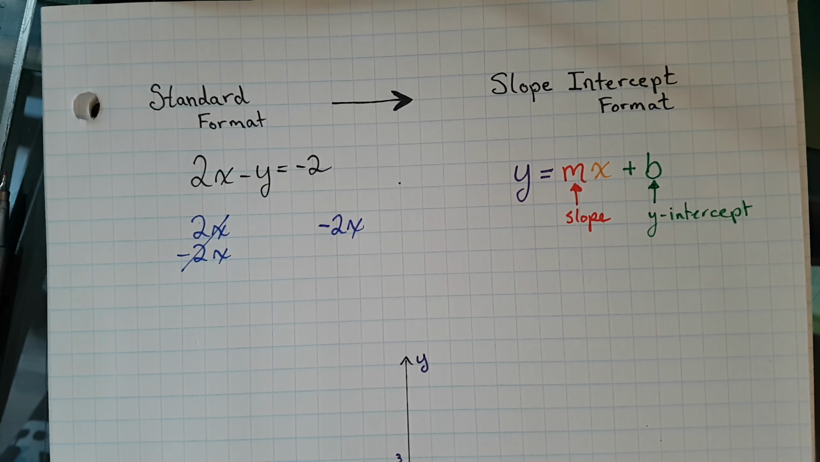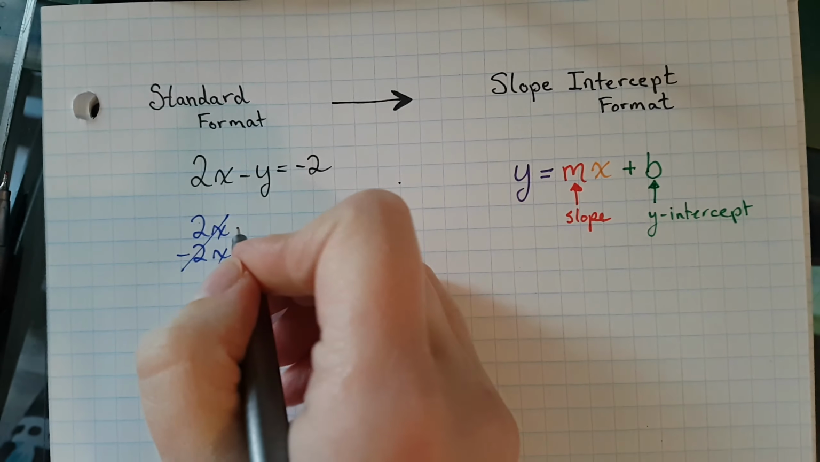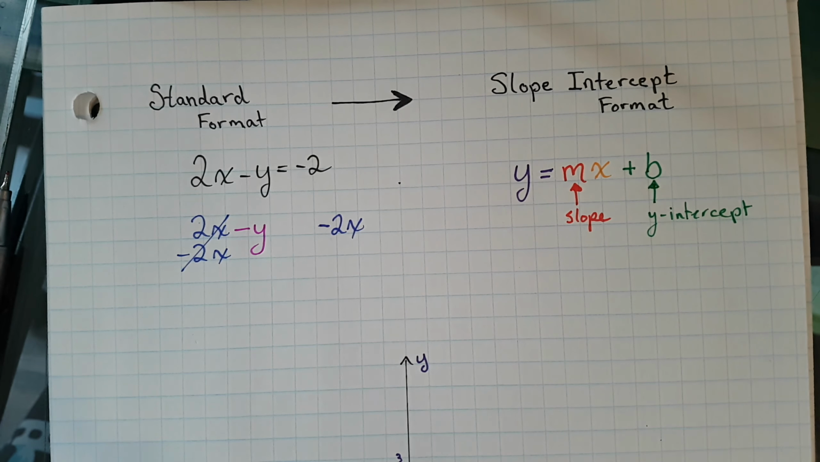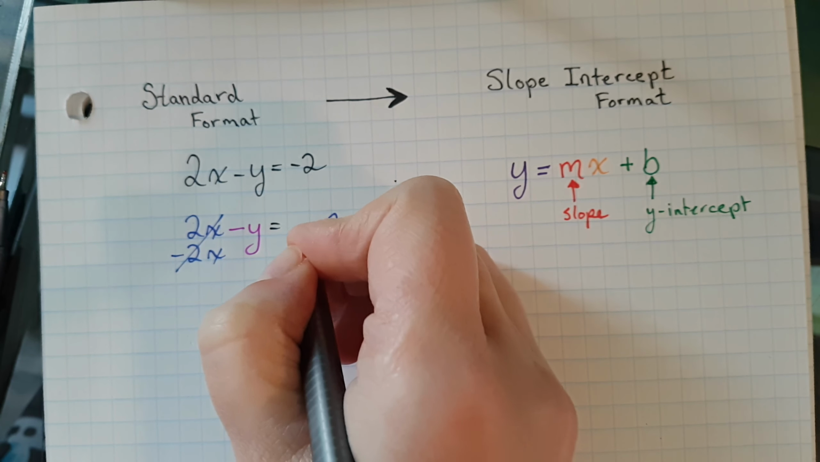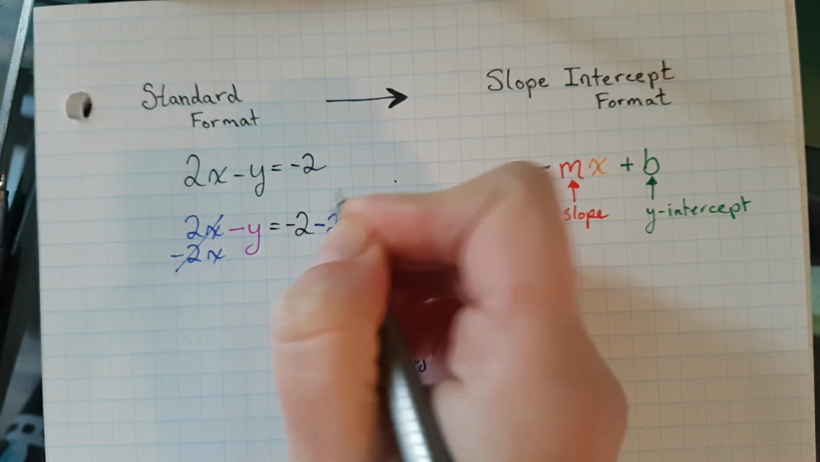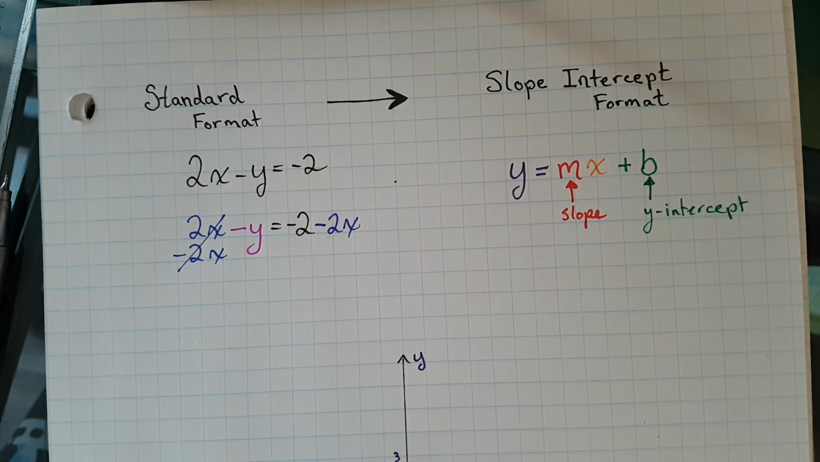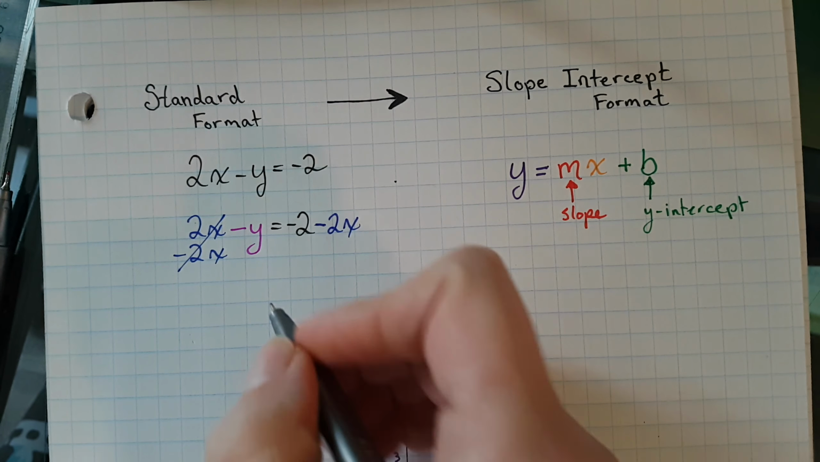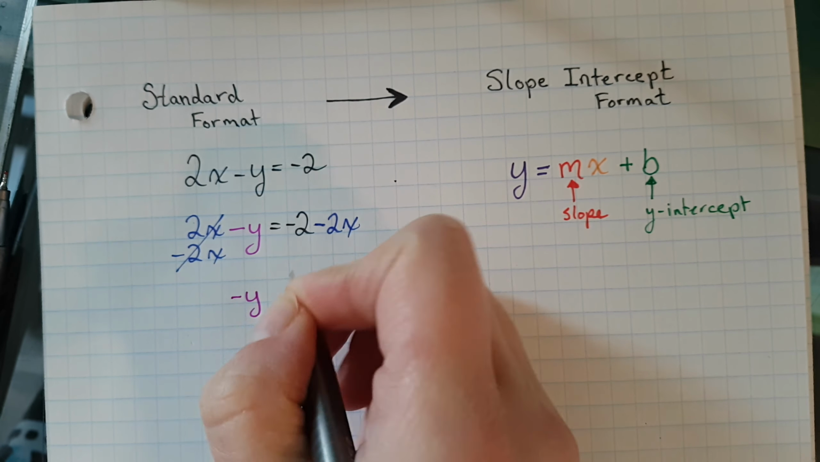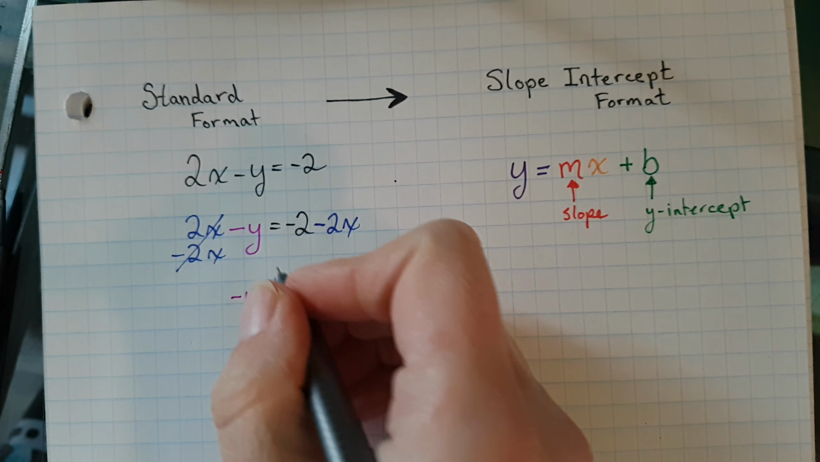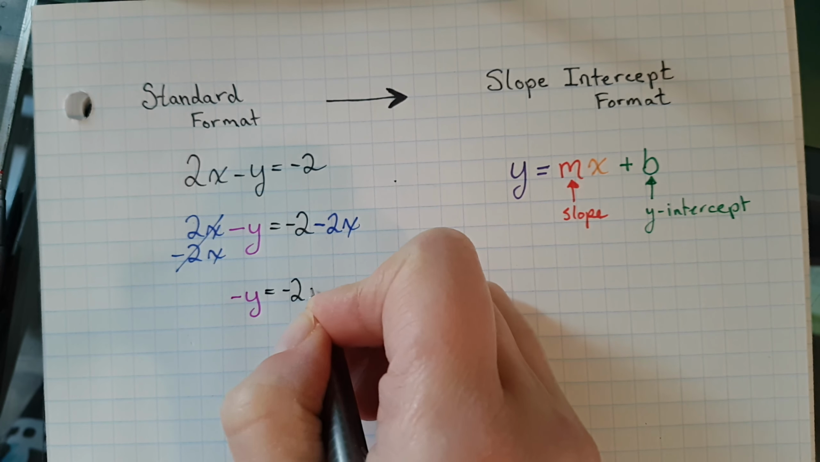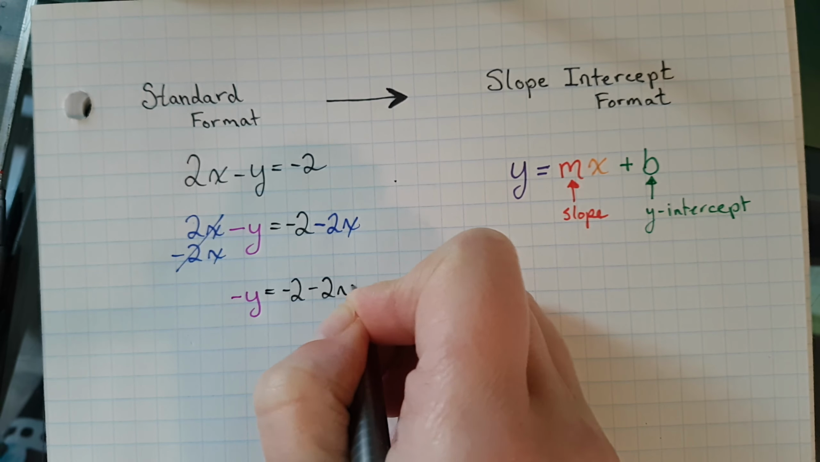So we still have on this side a minus y. You still have your equal symbol. You still have this constant of minus 2 here. So when I rewrite that after moving this 2x to this side, I get minus y is equal to minus 2 minus 2x.